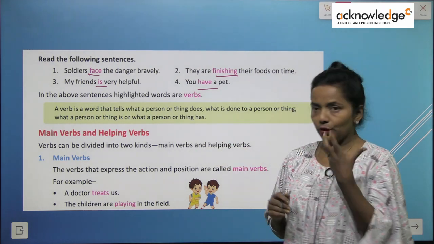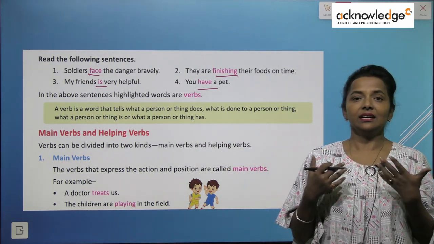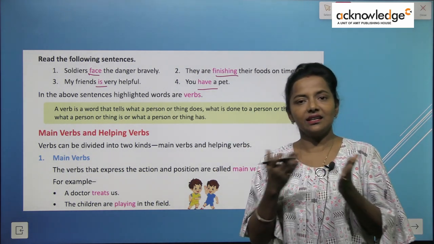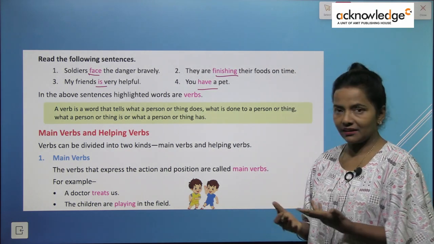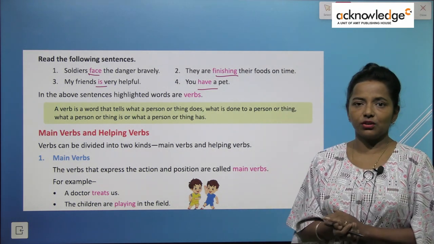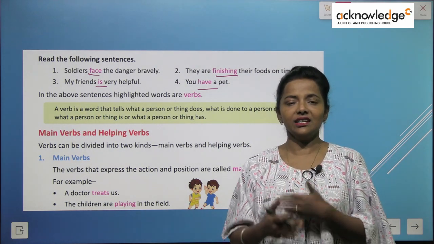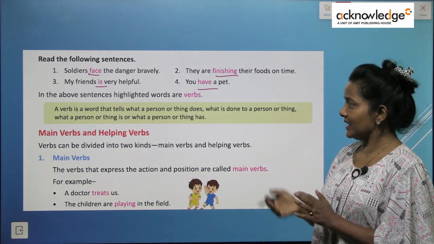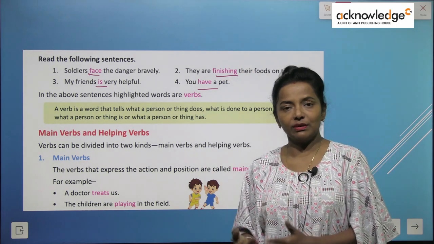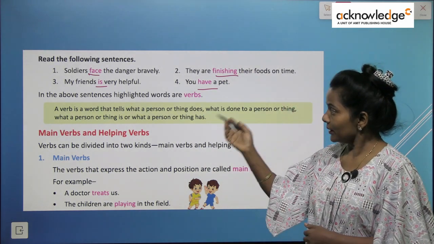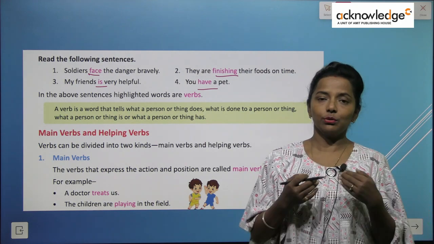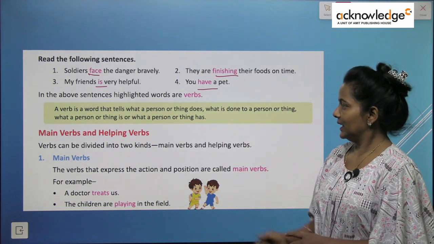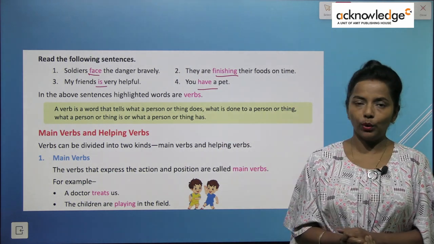Verb होता है वो word जो कि हमें बताता है कि वो क्या कर रहा है. What a person or thing does. Person व्यक्ति या वस्तु क्या कर रहा है, क्या कर रहे हैं. What is done to a person or thing? उस व्यक्ति या चीज के लिए, वस्तु के लिए क्या किया जा रहा है. What a person or thing is? वो व्यक्ति या वो वस्तु क्या है. और what a person or thing has? या उस व्यक्ति या वस्तु के पास क्या है. इसे कहते हैं verb.